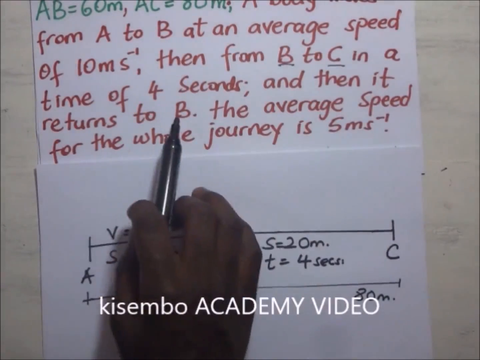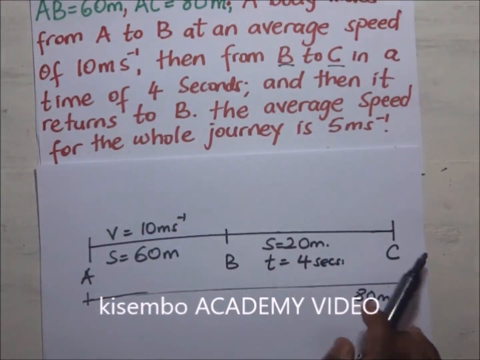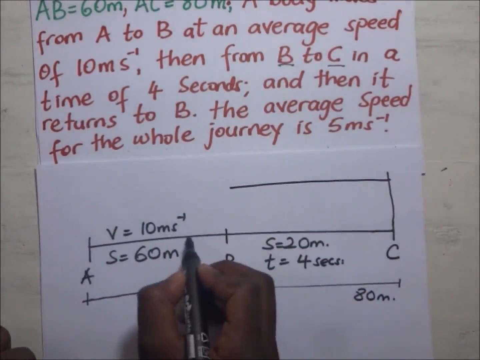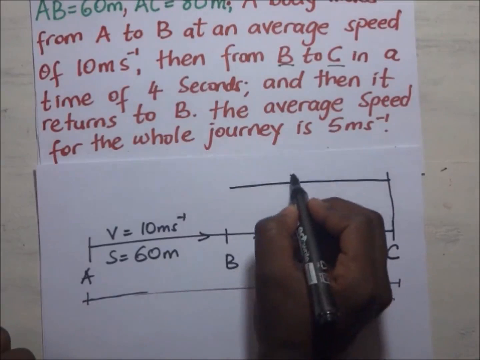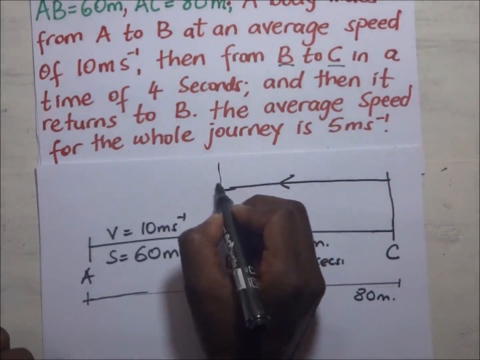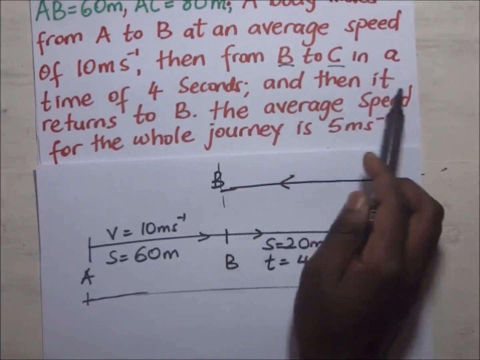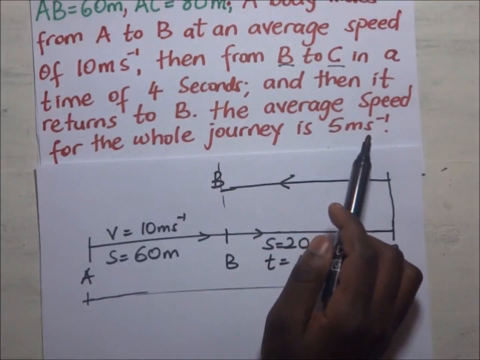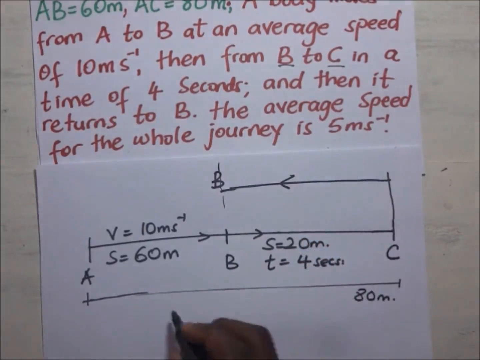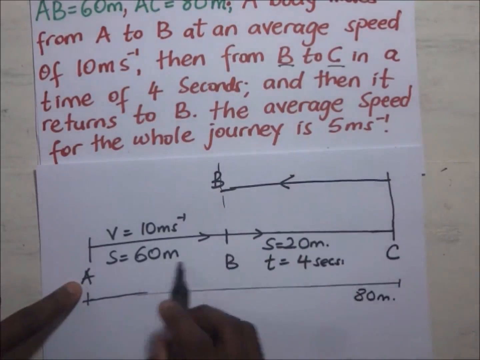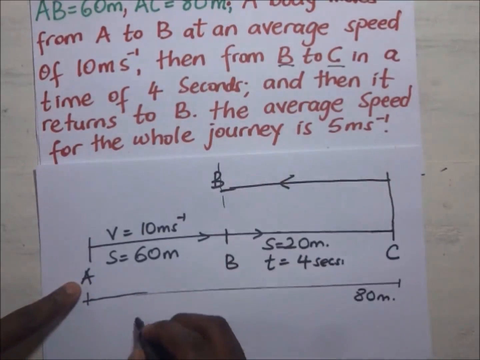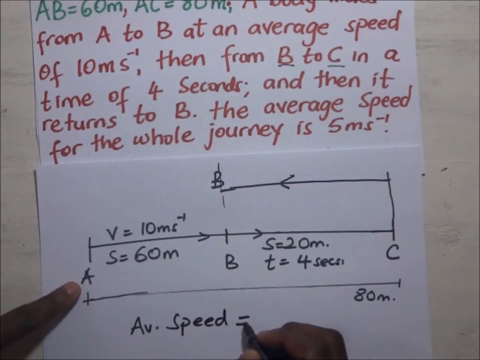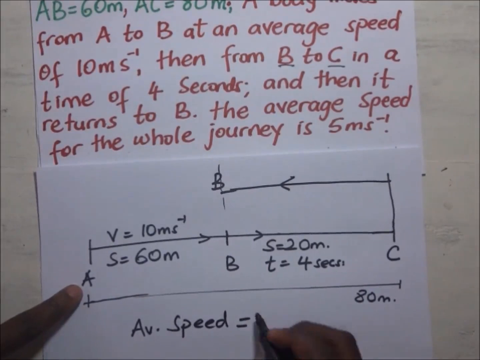And then it returns to B. So it means after moving to C, it comes back and returns to point B. The average speed for the whole journey is 5 meters per second. So it means that the average speed to move from A to B to C, then back to B, is 5 meters per second.